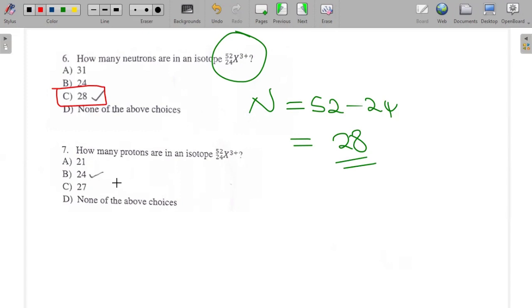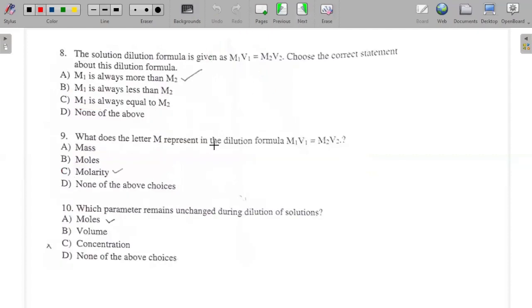Okay, and then question 7. They're saying how many protons are here. For the protons, you don't even have to do anything. Just look at the proton number here, which is 24. So we're going to pick that one. As simple as that. We go to question 8.